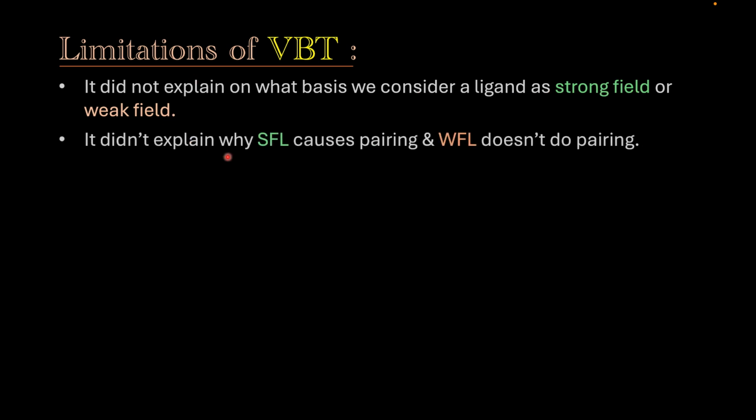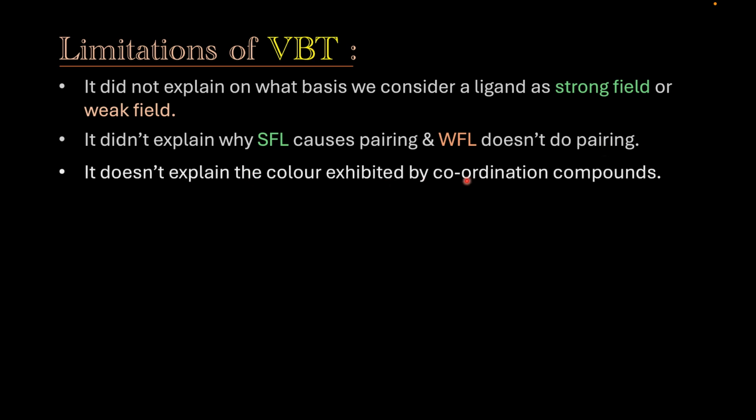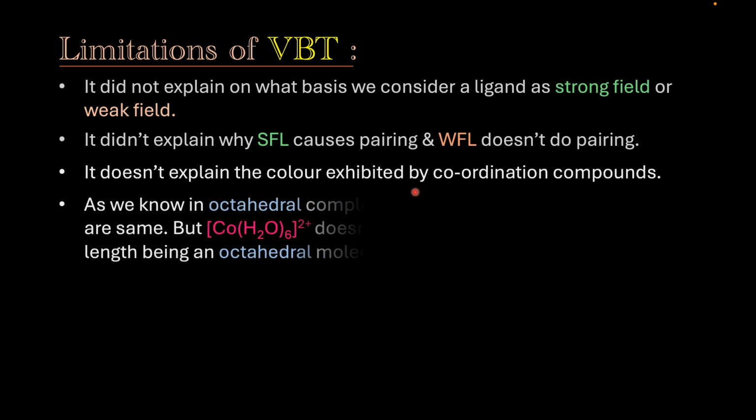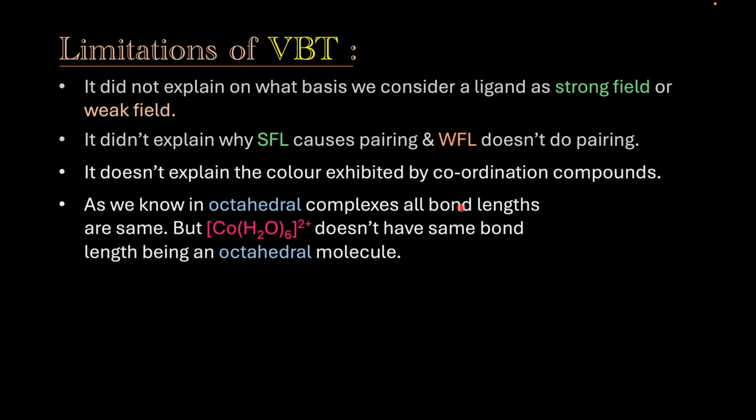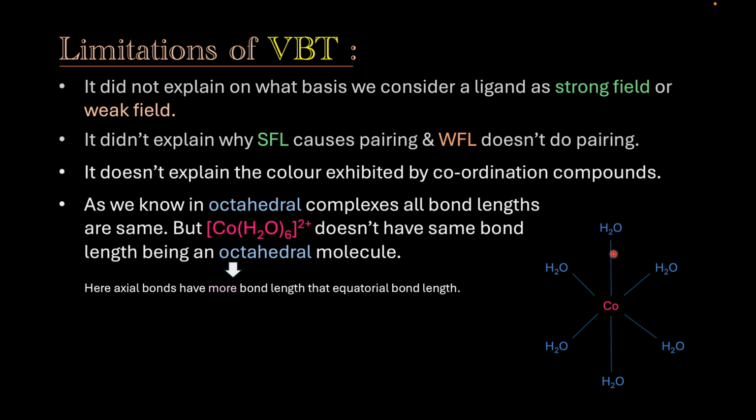And it did not explain why a strong field ligand causes pairing and a weak field ligand does not do pairing. And again, it does not explain the color exhibited by coordination compounds. It only deals with the bonding. Okay. And another limitation is, as we know, in octahedral complexes all bond lengths are the same. But in [Co(H2O)6]2+, it does not have the same bond length despite being an octahedral molecule. It will look like this. What happens here? Here the axial bond length is more than the equatorial bond length. VBT did not explain this at all. And also, VBT made a lot of assumptions. That's it.